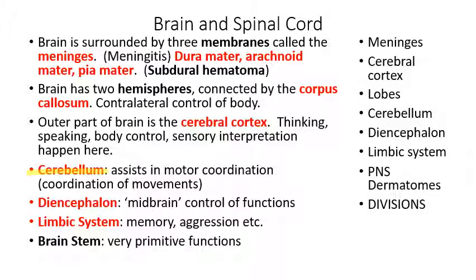Okay, then if you look inside the brain, sort of like in the medulla of the brain, right, there is a collection of structures that we call the diencephalon.